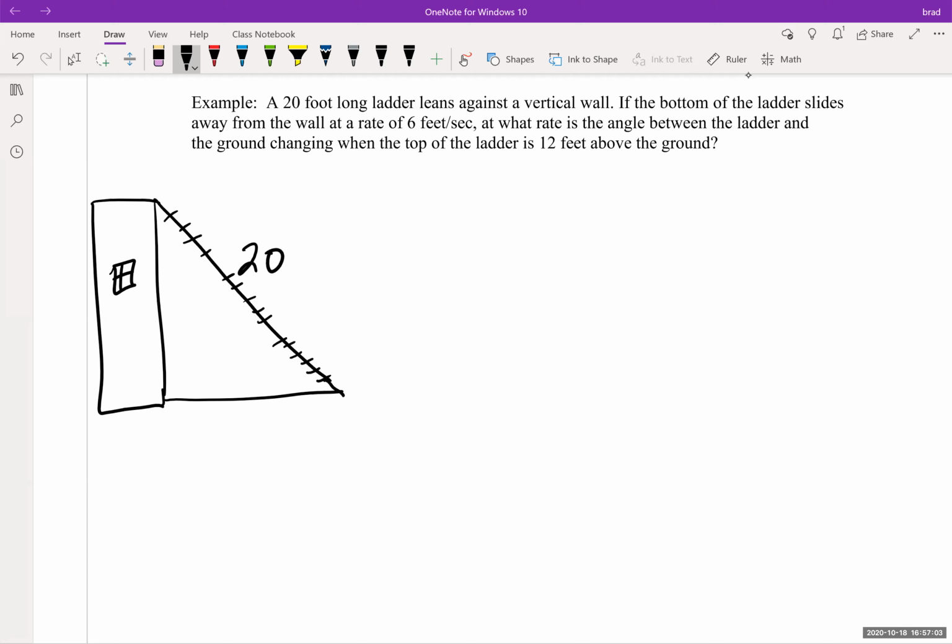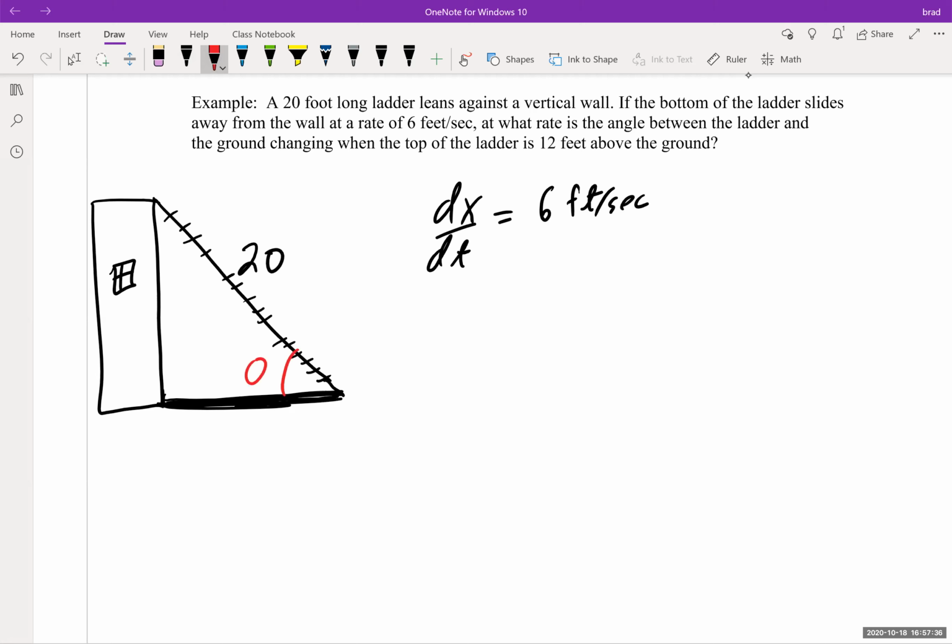If the bottom of the ladder slides away from the wall at a rate of 6 feet per second, so we know dx dt. Again, I normally call this x and this y. You could call it a and b if you want, but because sometimes we deal with x and y axis problems, I like to use x's and y's, x for left to right and y for up and down. So dx dt is 6 feet per second; you could just write 6. At what rate is the angle between the ladder and the ground changing? That's this right here, theta.